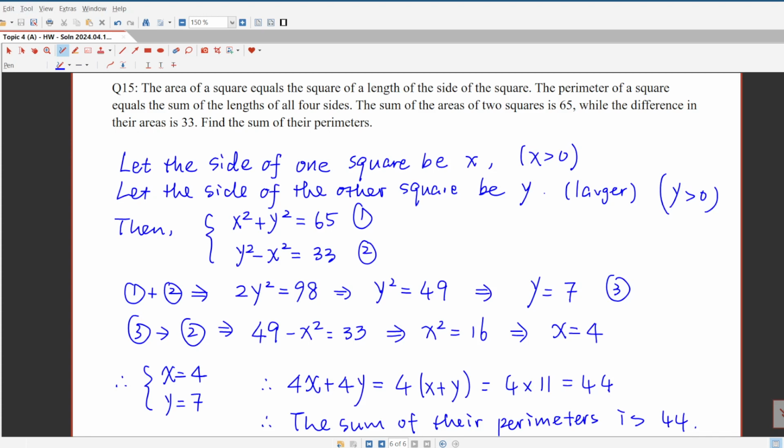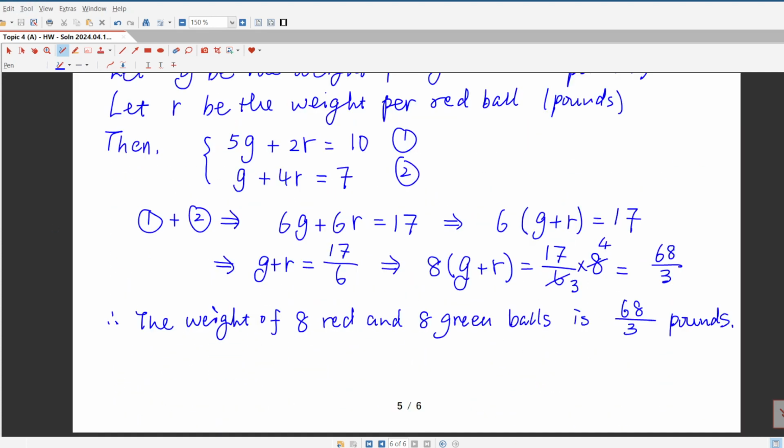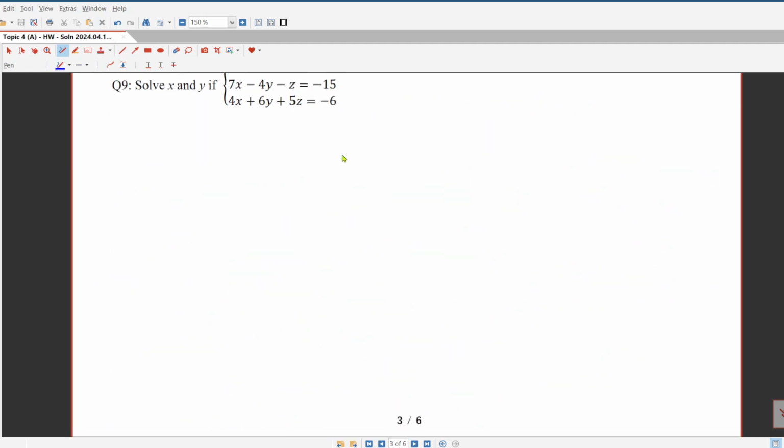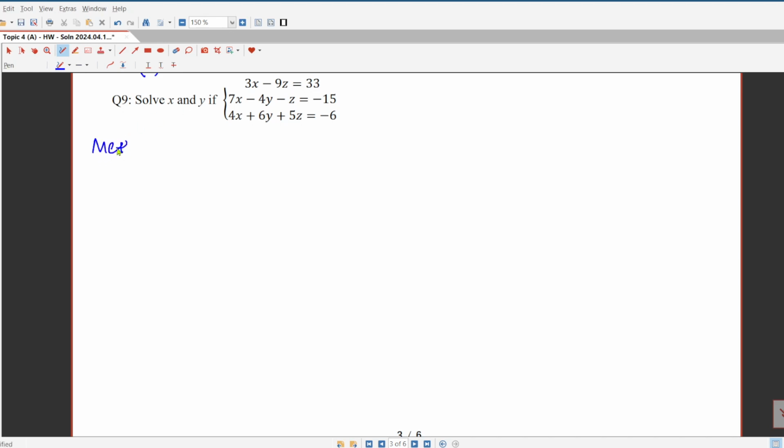Okay. If no questions, let's get back to question number 9. We haven't solved this yet, right? Okay, question number 9 is a system of 3 linear equations, and the method should be the same as solving a system of 2 linear equations. We could use either the elimination or substitution method. So first, let's have a look at the first method here, which is substitution.